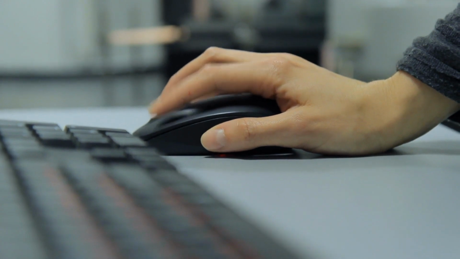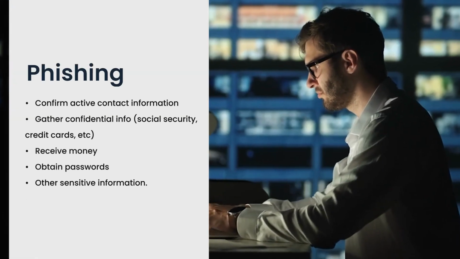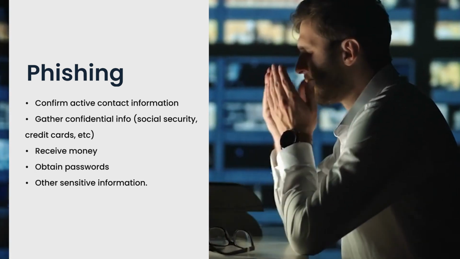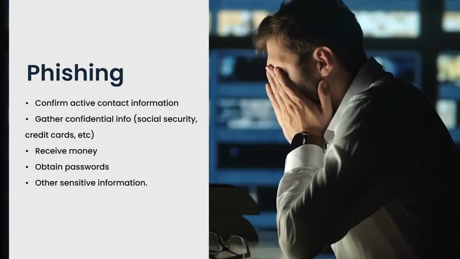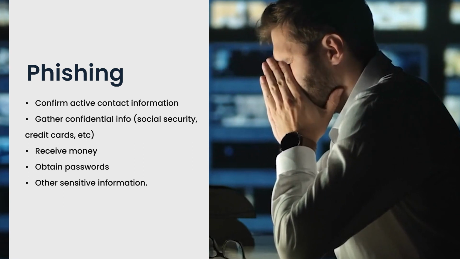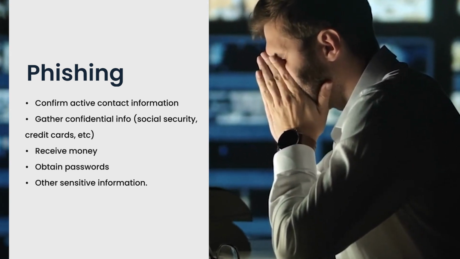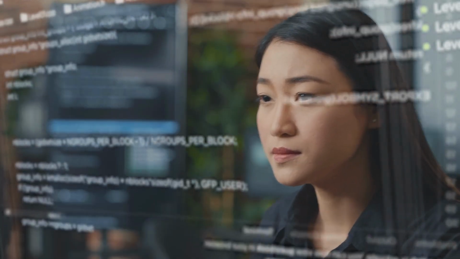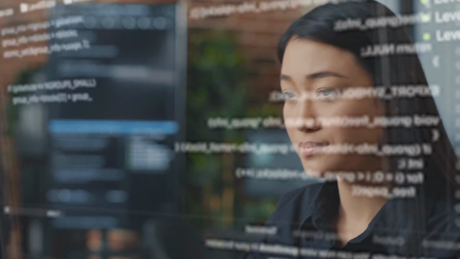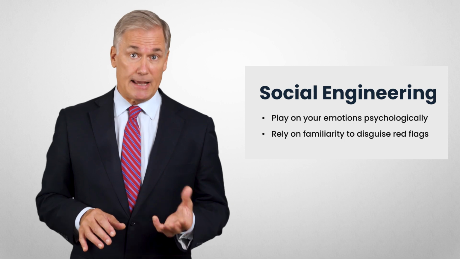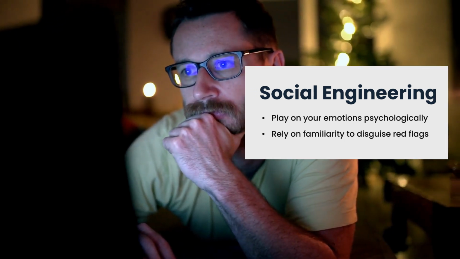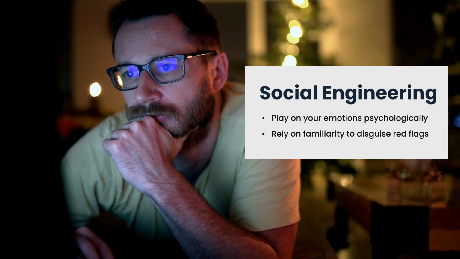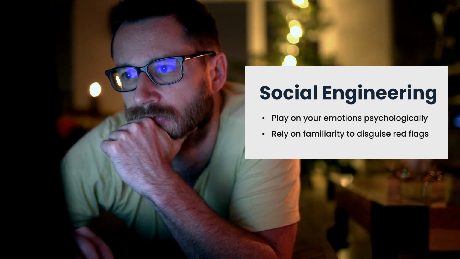Communications like emails or texts are sent out from seemingly legitimate sources with the aim of confirming active contact information, gathering confidential information such as social security or credit card numbers, receiving money, obtaining passwords, and other sensitive information. In most cases, the phishing scam will look like it comes from a trusted organization or contact. Since phishing depends on the action of human users more so than a direct attack on a system, these cybercriminals use what is termed social engineering to get people to do what they want. They literally play on your emotions through psychological tactics that inspire curiosity, sympathy, greed, fear, and urgency, or rely on familiarity to disguise red flags.